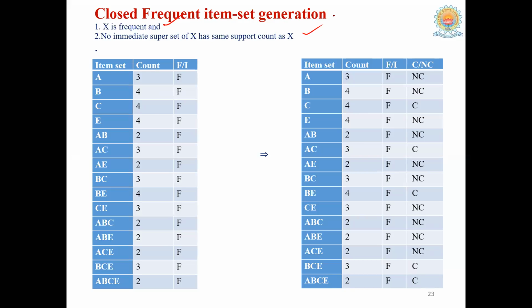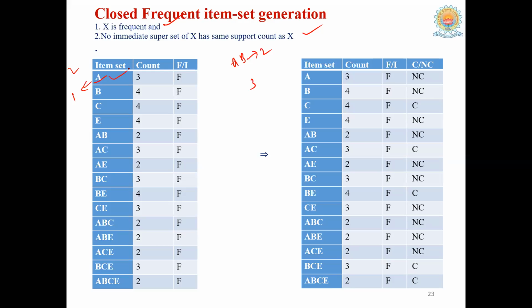The immediate superset of X should have a length one more than the length of the item set X. For example, if A is the item set, its length is 1, right? So its immediate superset should consist of length 2. If the item set has length 2, then its immediate superset should have length 3, like this. So suppose this is my X. I need to find out whether this is a closed frequent item set or not.